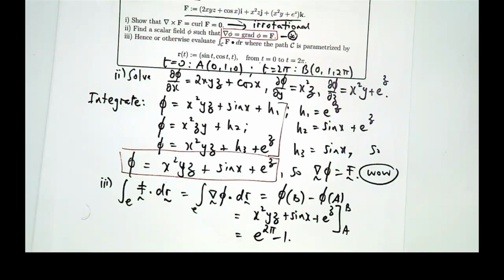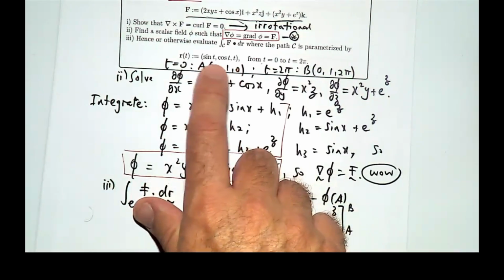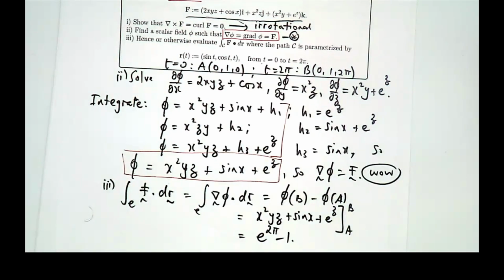What else does it mean? It means that we don't really care about the curve anymore. We only care about the endpoints. This curve here is a spring. It looks like a helix. But we don't care about what curve it is anymore. We just care about the value of phi at the endpoints. So even if we went a different way, a different spring, a different curve, a different line, we'd still get the same answer.